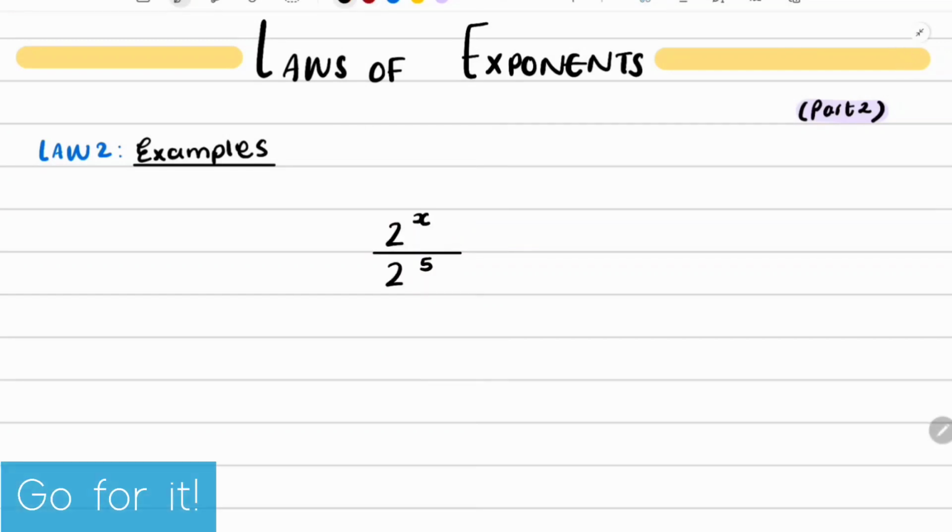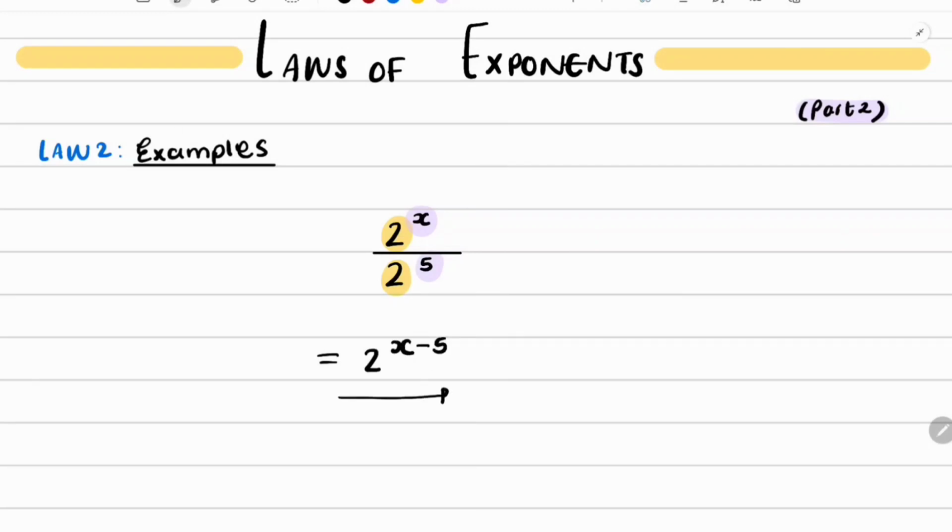Here's another example. So in this example, as you can see, we have a base of 2 being divided by a base of 2. So the base would stay exactly the same, and then we're just going to subtract the exponents. Remember, the order is the top minus the bottom. So that is going to be x minus 5. And that would be our answer.